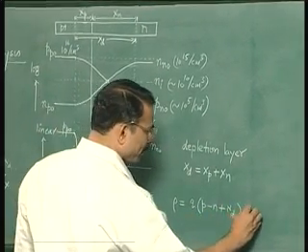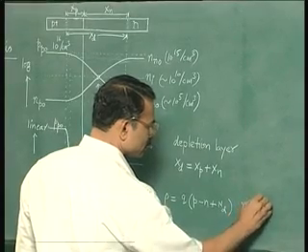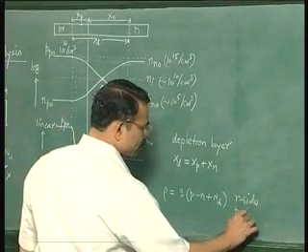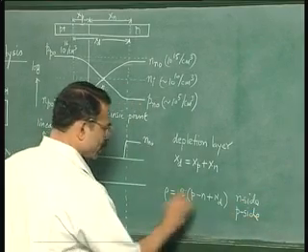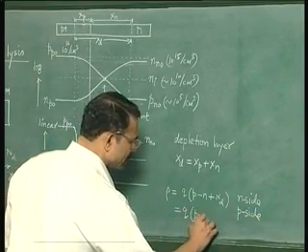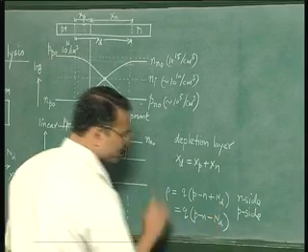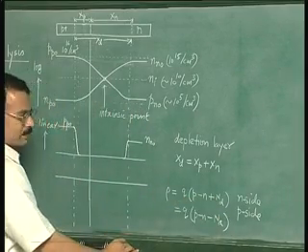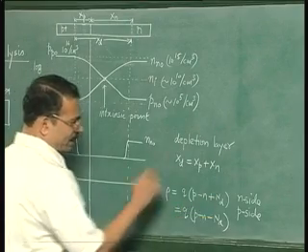This is on the n side. On the p side, the corresponding equation is q into p minus n minus Na. This is the equation for space charge in an n region and in a p region.